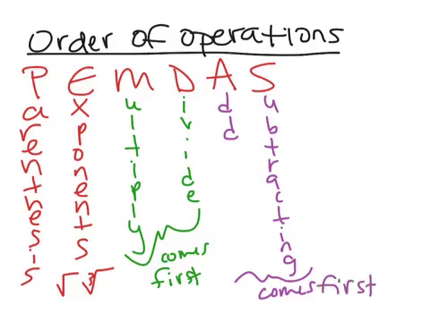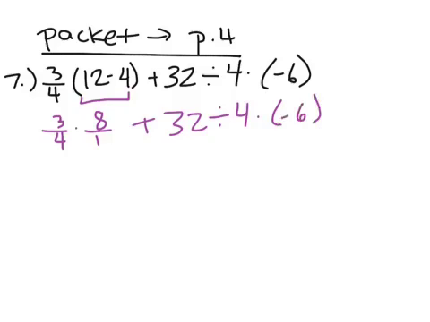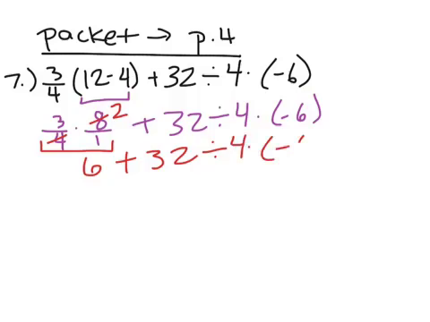Alright, so we're going to take a look at some examples from what was in the packet of the ones that were most missed. So first in number 7, very first thing you want to do is parentheses. So first thing you have to do is 12 minus 4, which is 8. So I have 3/4 times 8, and we're going to say 8 over 1, so we can turn it into a fraction, plus 32 divided by 4 times negative 6. Then here we're going to multiply, and when I multiply this, we can cross cancel, so 4 goes into 8 twice. So I end up having 3 times 2, which is 6. So I have 6 plus 32 divided by 4 times negative 6.